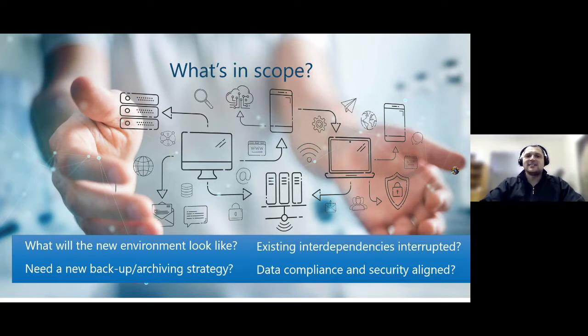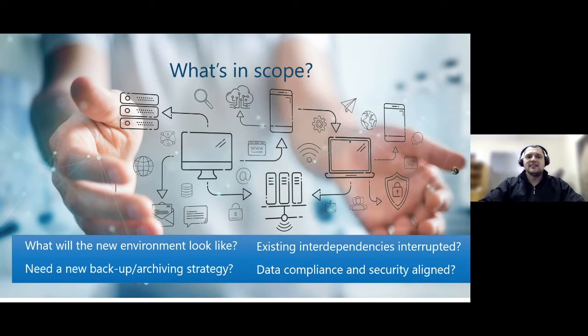The next question is understanding all the interdependencies and how they will be interrupted from an end user perspective. For an example, would be how users access to their files on their home drives or their mail will be interrupted as part of the tenant-to-tenant migration process. And then also how they continue to access Teams and SharePoint while that data is in progress of being migrated to the target tenant.